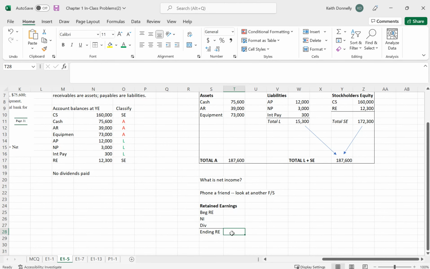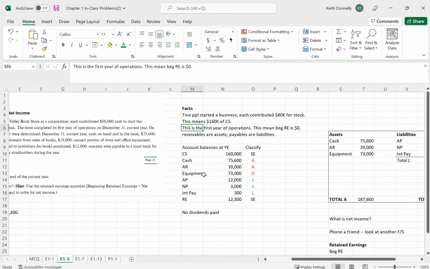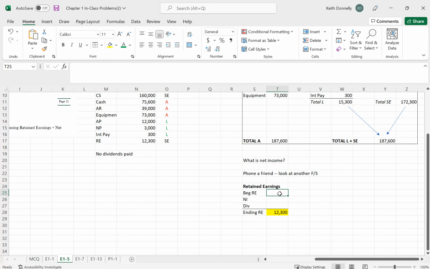So in this case, our ending retained earnings, we're going to snag right from the balance sheet. This goes to how they're interrelated with each other. We know as well, if we go back at the facts, because this was the first year of operations, our beginning retained earnings is 0. We also know we didn't declare dividends. That's 0. So that means this has to be 12,300. In other words, 0 plus 12,300 minus 0 equals 12,300.